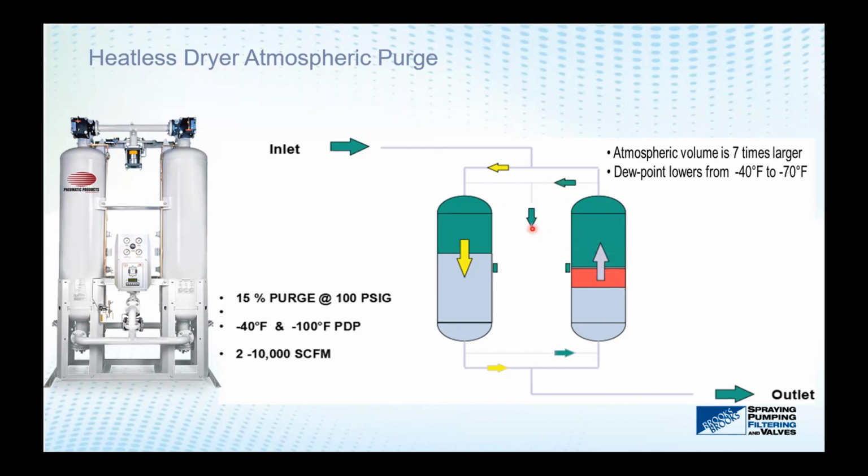At this location, there would be a muffler, removing the moisture off the desiccant bed. And as stated here, atmospheric volume is 7 times larger. So the dew point goes from -40 to -70, and that just does a very efficient backwash. And on heatless dryers, they change chambers from one chamber to the other approximately every 3 minutes. If you want a -100 dew point, then it would be changing chambers every 2 minutes.